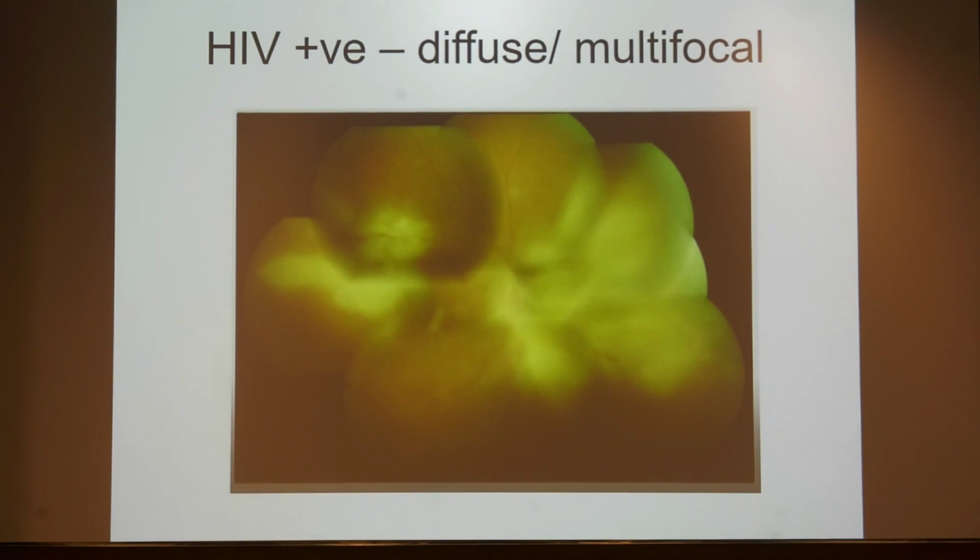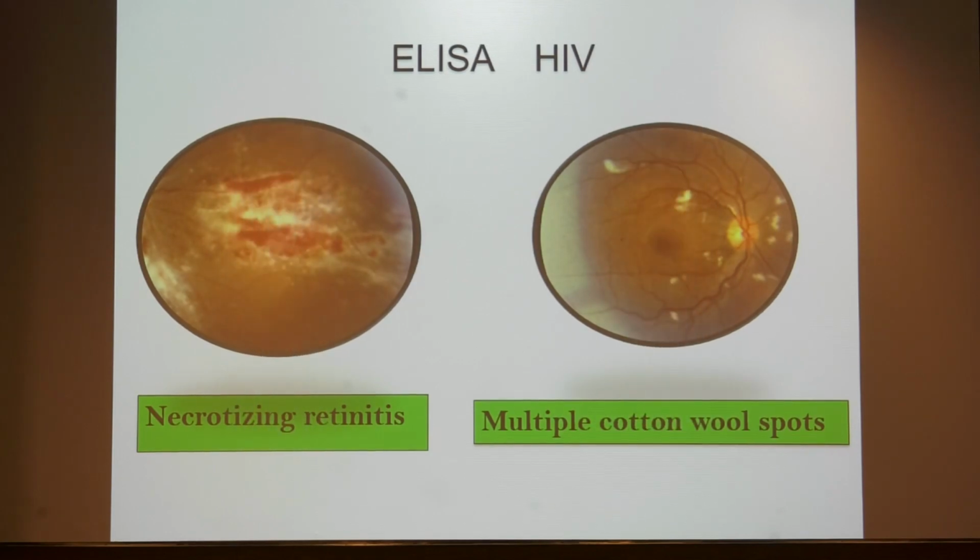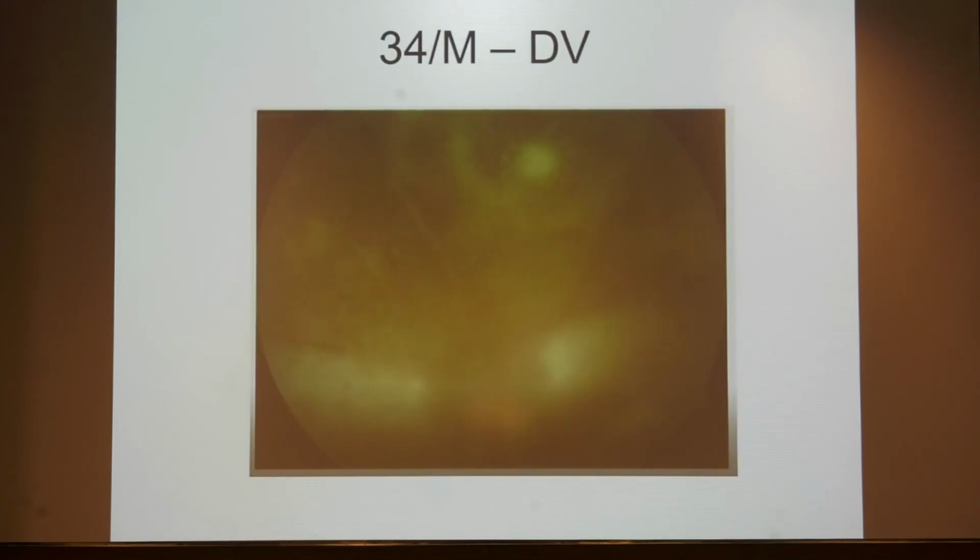Now, this was an immunodeficient patient with diffuse multifocal retinitis. This was a diagnostic dilemma. He underwent a vitreous tap, and he tested positive for PCR. Now, where else would you do an ELISA HIV? Any necrotizing retinitis or an HIV retinopathy, you must subject the patient to an ELISA HIV after appropriate counseling and consent.